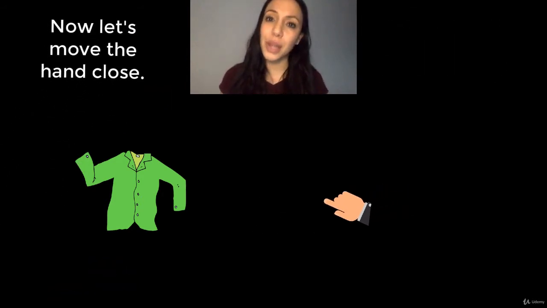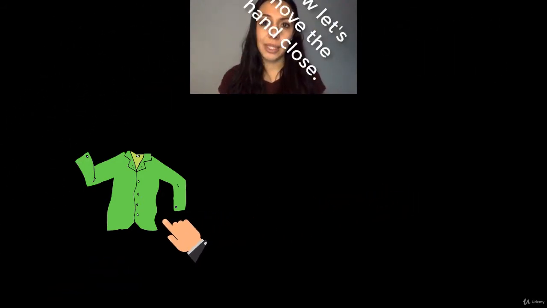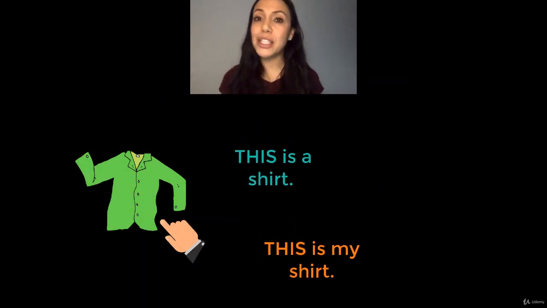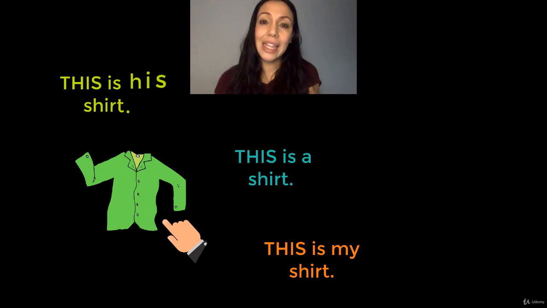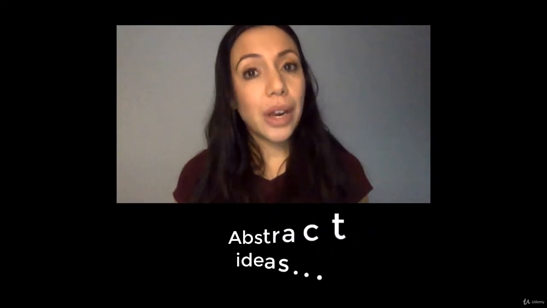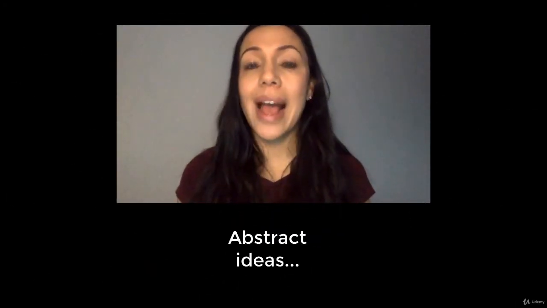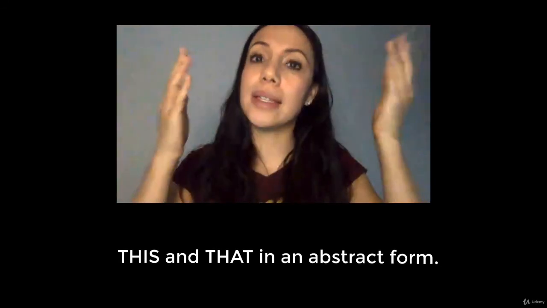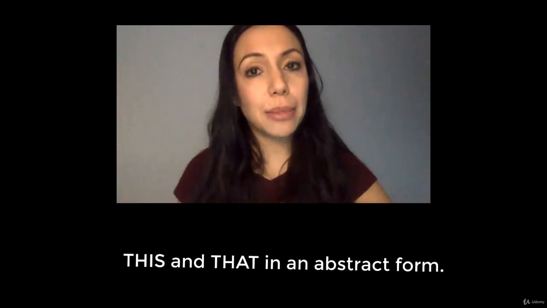Now let's move the hand close. This is a shirt. This is my shirt. This is his shirt. Okay, I think you get the idea, right? Now we are going to learn about abstract ideas and using this and that in an abstract form.